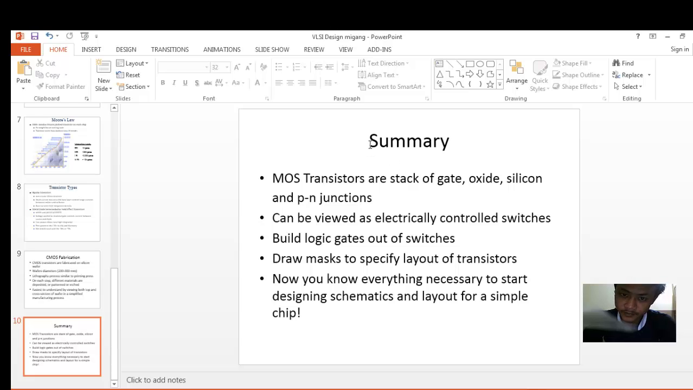So it has come to the end of the presentation. While going through the presentation, we have learned that MOS transistors are a stack of gate, oxide, silicon and PN junctions. They can be viewed as electrically controlled switches. We build logic gates out of switches, and draw masks to specify the layout of transistors.